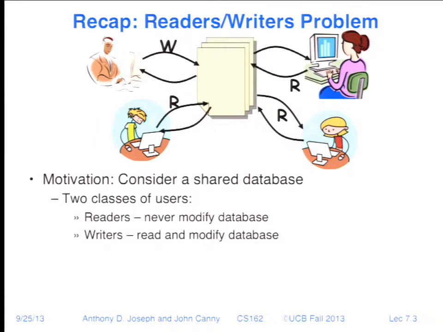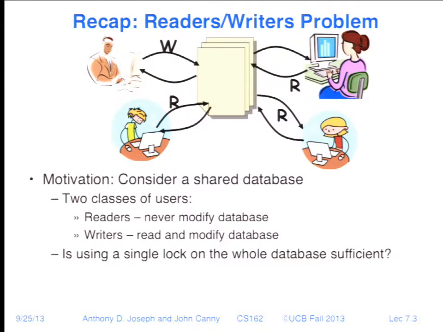So from last time, we looked at the readers-writers problem. The model is to consider some kind of shared writable storage like a database and users that are trying to read and write from that store. The readers don't change what's in the store, so multiple readers can access it at the same time. The writers, since they're modifying the content, we want to give them exclusive access. So the question is, is a single lock on the database sufficient?